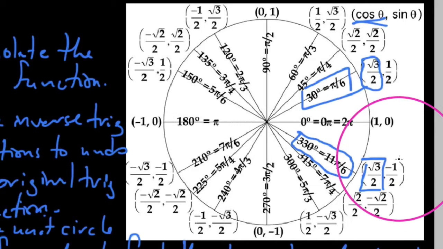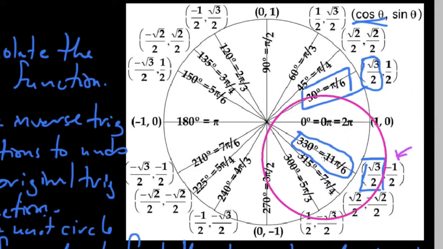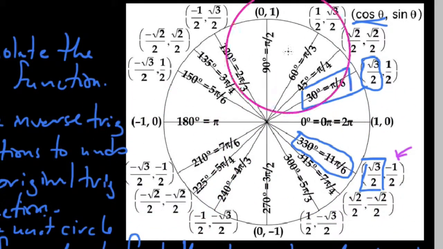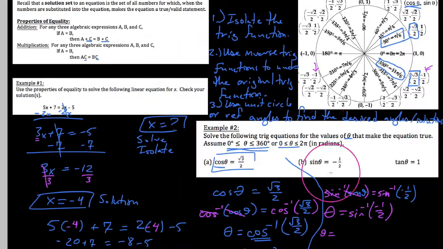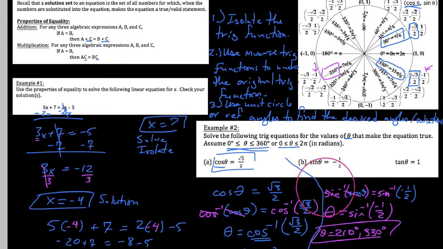Let's go ahead and take a look at this here. We say negative a half is my sine value here. So looking around the outside of this, my y values, I have a negative a half at 210 degrees and 330 degrees. So these are my two solutions, and we can plug these back in and see that we actually get negative a half for our sine values there. Of course we do. And then last but not least, we say tangent is equal to 1.